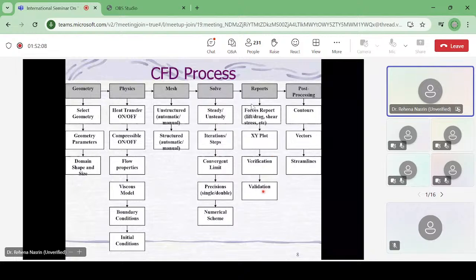Also validation can be done, and after that finally in post processing we can draw contours, we can draw vectors and also streamlines, and also temperature, surface temperature, volume temperature, and many more things. Also slice plots and many more things we can draw in post-processing.